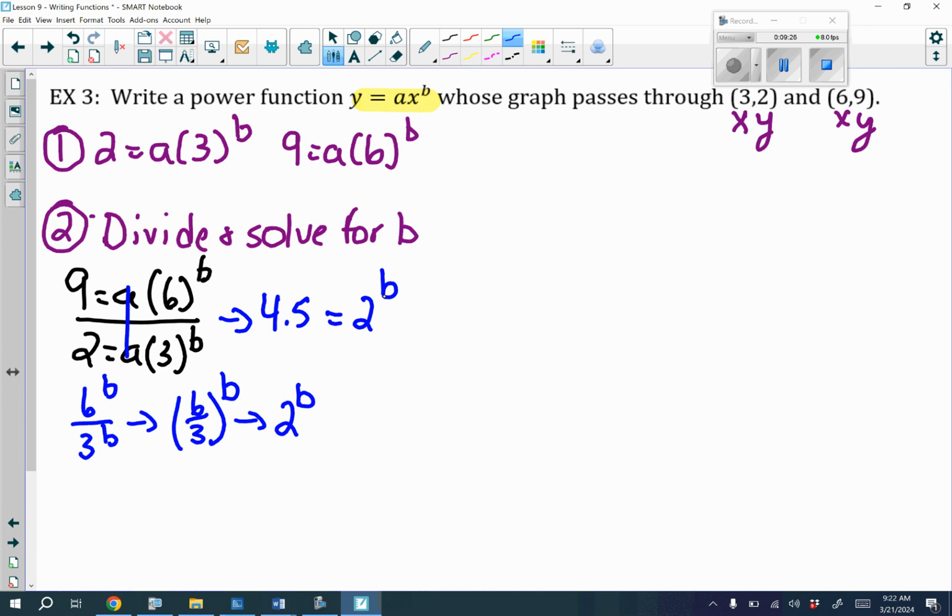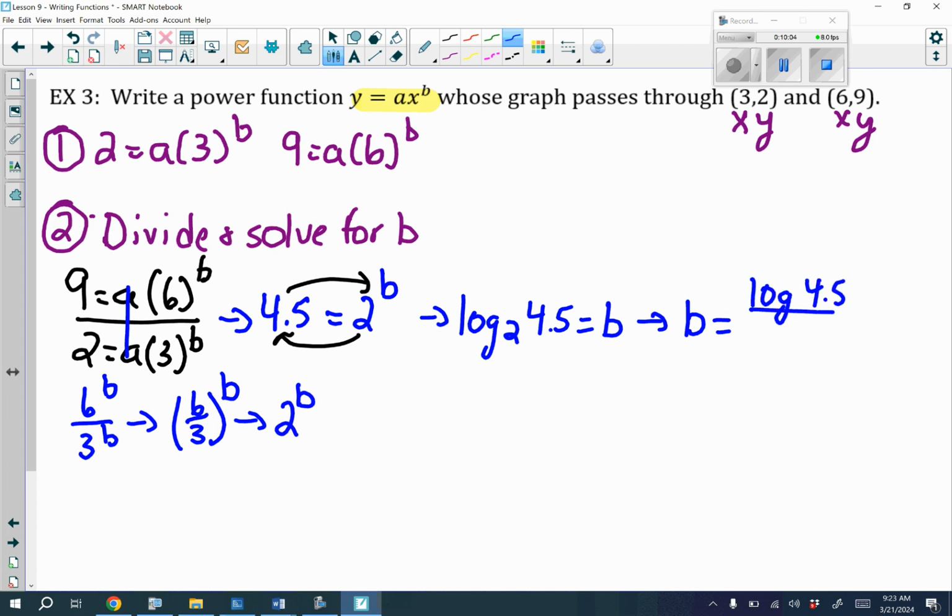Now, in the last two examples, all we had to do was undo the exponent. Notice that my exponent here is b. So how we're going to solve for this one is to use how we solve for exponentials. My next step is to rewrite this in logarithmic form. So I'm going to have log base 2. I start from the base, go to the outer, and go to the inner. So I'm going to have log base 2 of 4.5 equals b. Now to get my b, I'm going to use my change of base formula. That's going to be log of 4.5 divided by log of 2.